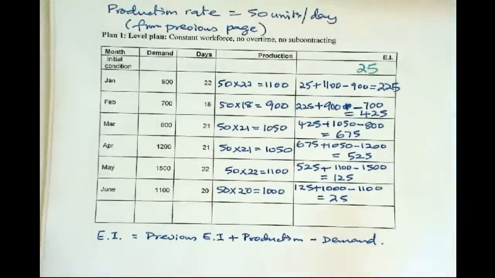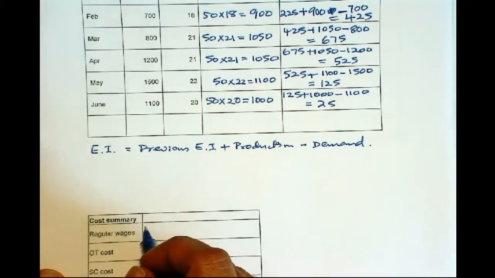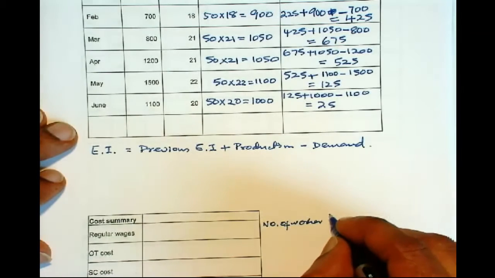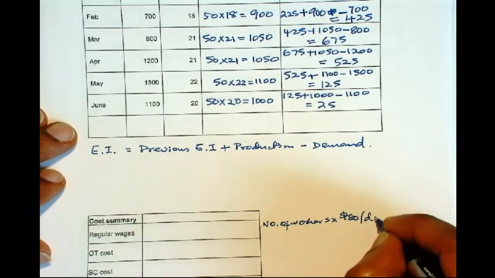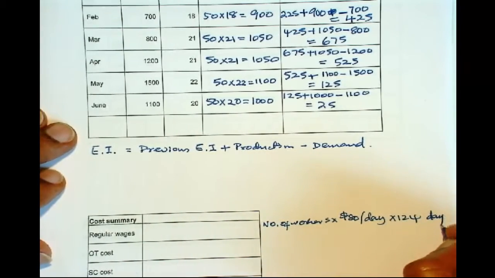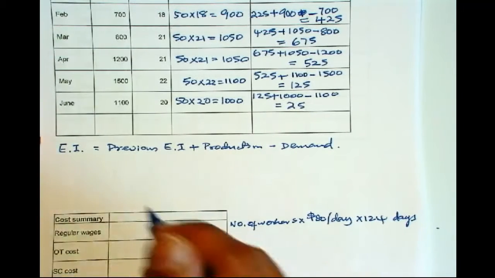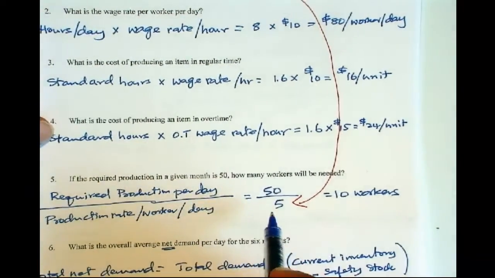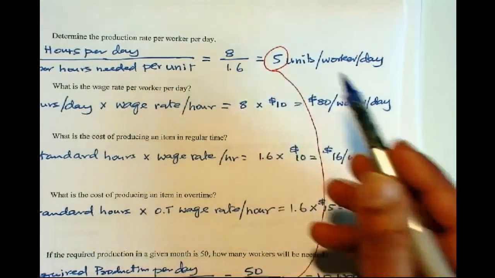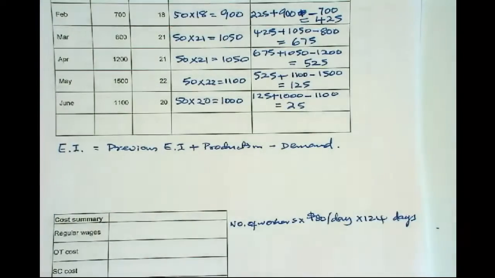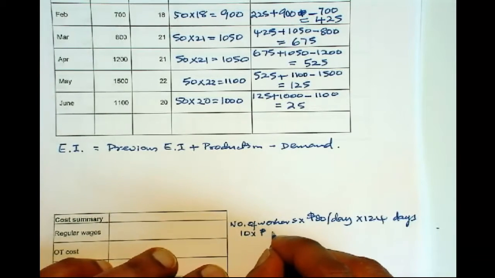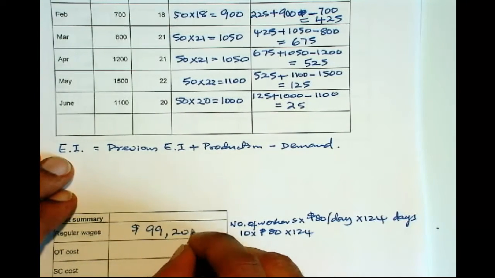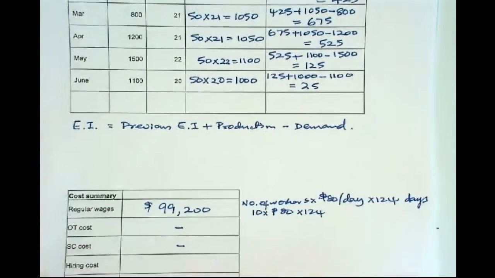Now let's compute the cost for this plan. So we have regular wages. Regular wages will be number of workers times $80 a day times 124 days. So how many workers do we need? We actually computed this on the previous page. When the production rate is 50, with 5 units being the rate of production per day, we need 10 workers. So 10 workers times $80 times 124 days will give you $99,200.